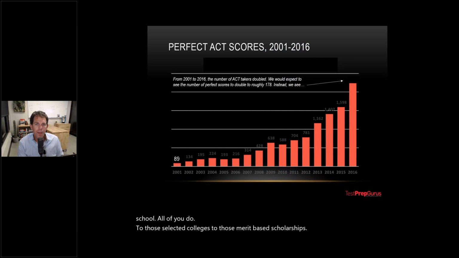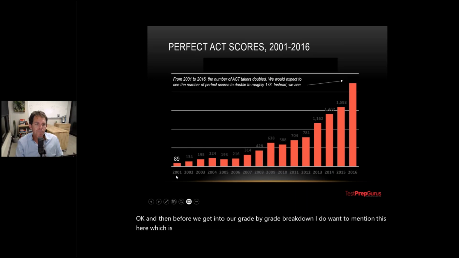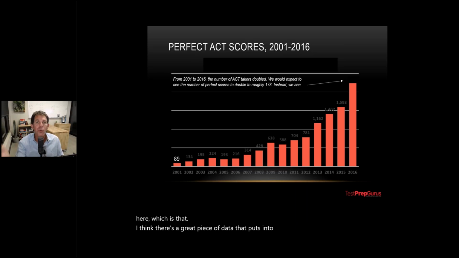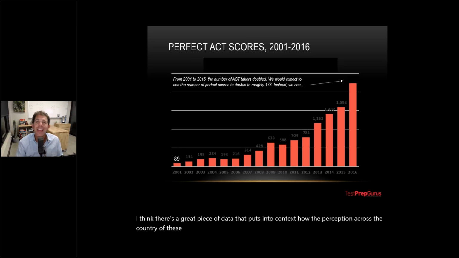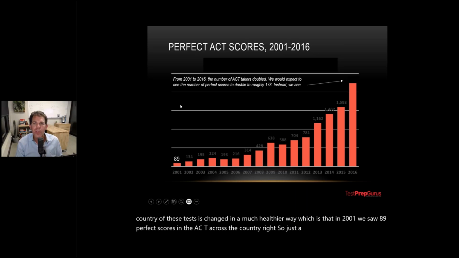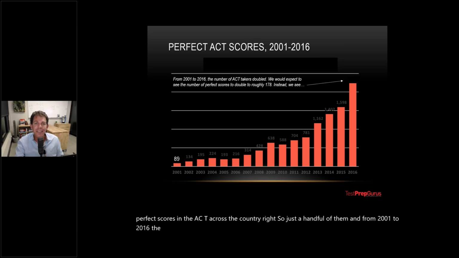Okay, and then before we get into our grade by grade breakdown, I do want to mention this here, which is that I think there's a great piece of data that puts into context how the perception across the country of these tests has changed in a much healthier way, which is that in 2001, we saw 89 perfect scores in the ACT across the country, right? So just a handful of them. And from 2001 to 2016, the number of ACT test takers doubled. And so we would expect to see roughly 178 perfect scores on the ACT.